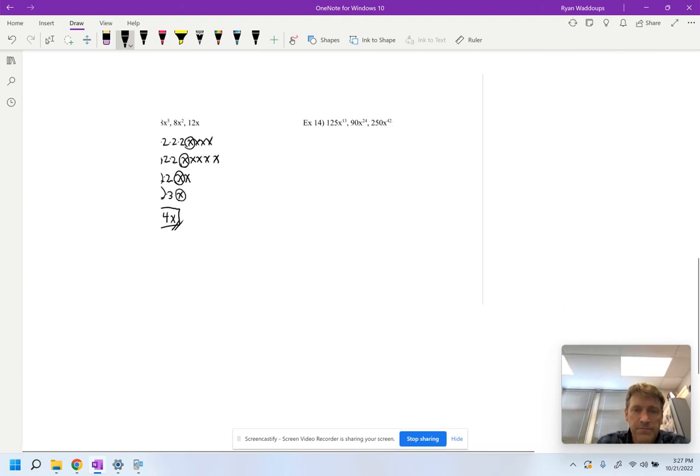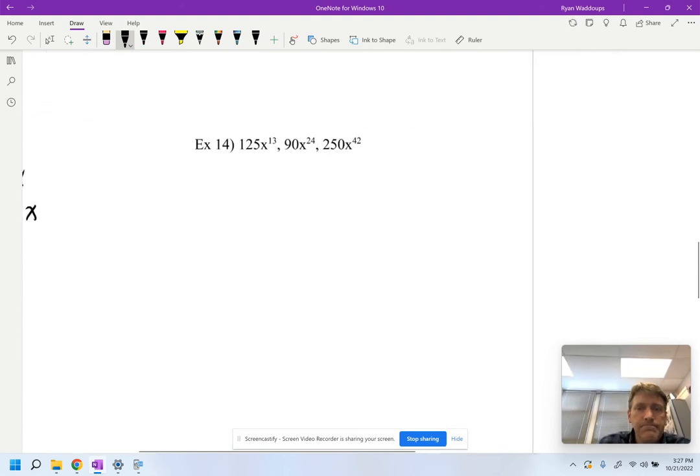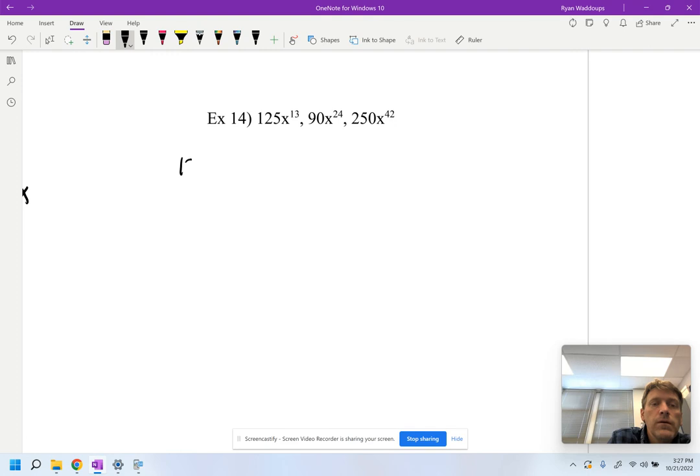And then for 14, I'm going to break down each of these. 125, 2 won't go into 125, 3 won't go into 125, 4 won't, but 5 will, and it goes in 25 times. And 25 is 5 times 5. 90, 5 goes into 90.